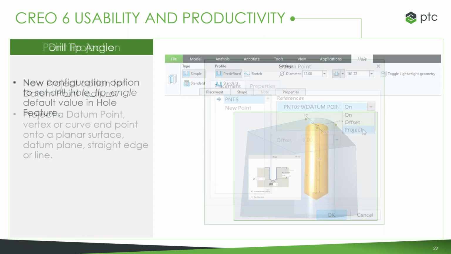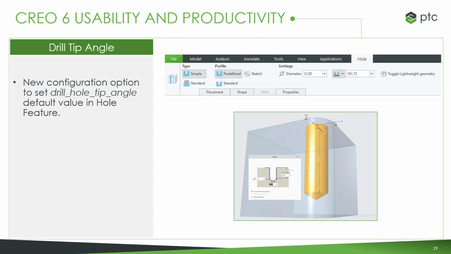With drill tip angles, it's now been set so that you can set what the default value will be for that tip angle. In the past, you could customize them, you can change them, and you can still change them, I should say. But in the past, you automatically had a preset value based off of PTC standard. Now you can set that preset value based off of your own.